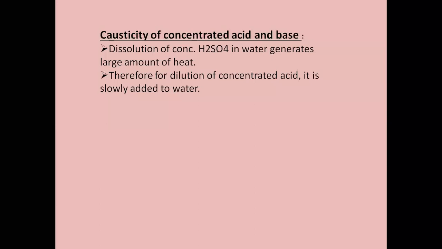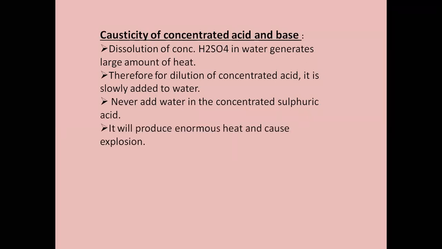So for dilution of concentrated acid, it is necessary that we slowly add it to water. We slowly add it to water. Never add water in the concentrated sulfuric acid. We are going to take water in a test tube first, and with the help of another test tube, slowly from the corners, we are going to add the acid. Because if you first take the acid and then add water at one go, it will produce enormous amount of heat which will lead to explosion.